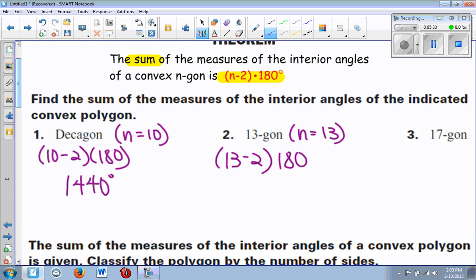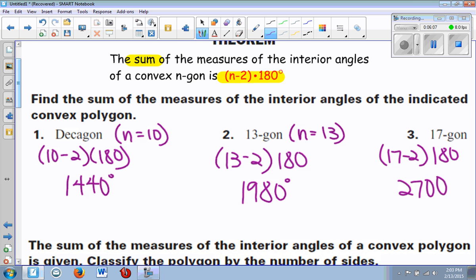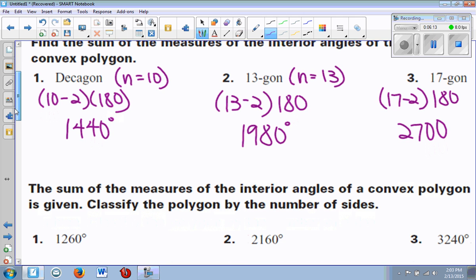Doing that process is going to give me a total of 1980. So again, not that each angle is 1,980 degrees, but if I add all 13 angles together, I would get 1,980. For a 17-gon, obviously, my n would be 17 because n stands for the number of sides. So if we do 17 minus 2, we get 15. Multiplied by 180, you get a total sum of 2,700. So n minus 2 times 180 is going to tell you what all of the angles in the polygon add up to.